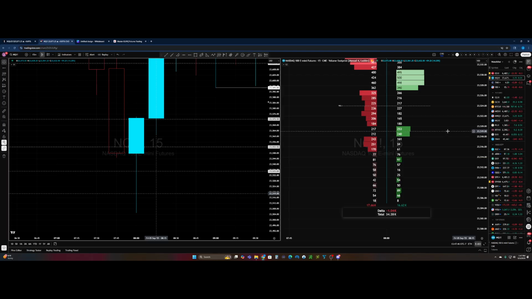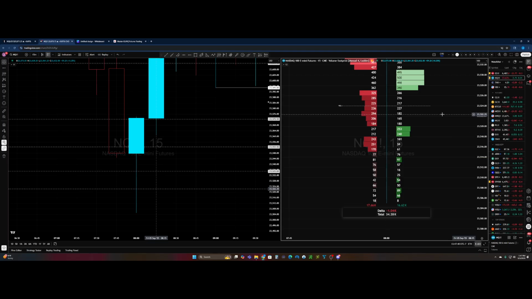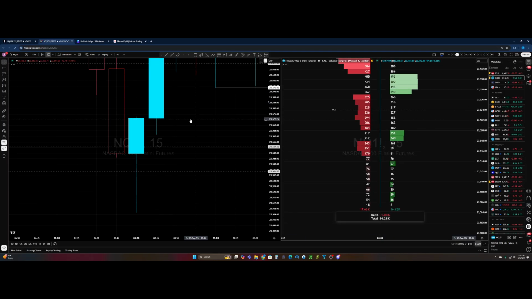Okay, so for today's topic, we will be talking about the footprint charts. Now, what is a footprint chart? The definition of a footprint chart is a candlestick chart that is going to show not just the price movements, but also the actual trading activity that happens inside each candle.